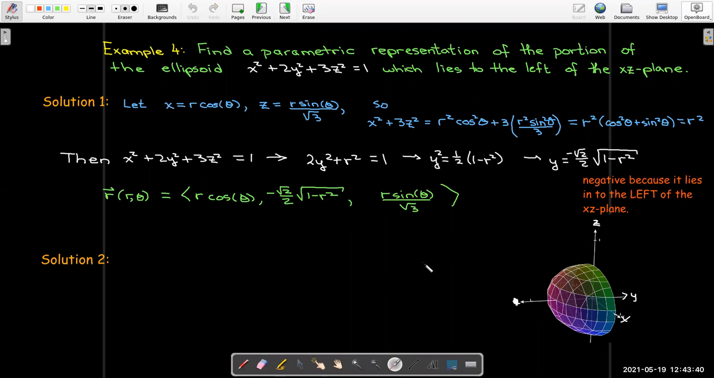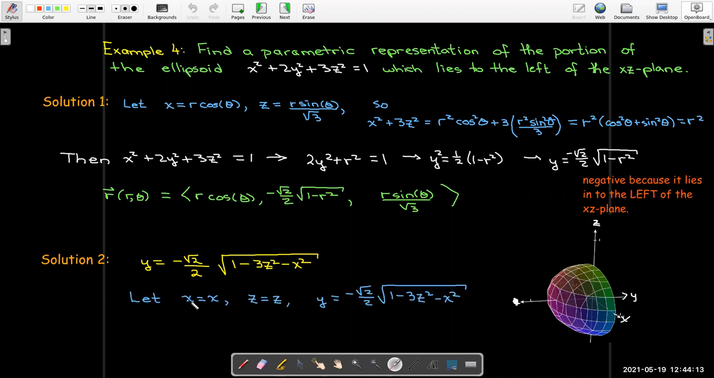Well, here's a second solution, which might be a little bit more straightforward in the algebra. You may say to yourself, hey, I solved for y after converting to r and theta. Why convert to r and theta? Why not just leave everything in terms of x and z? So sure enough, I can do that. I could solve for y. Remember, negative square root, because we're on the left side of the xz plane where y is negative. And so another parameterization would be, well, just keep x and z as my parameters, write y as a function of x and z by solving the equation for y. And that'll give me another parameterization of this portion of the ellipsoid.